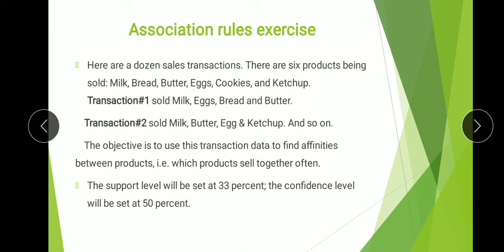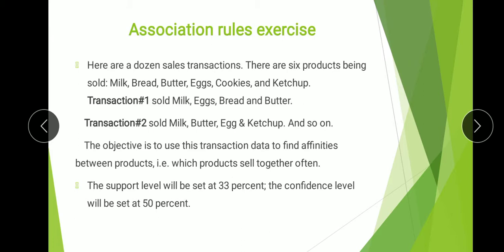Those products are milk, bread, butter, eggs, cookies and ketchup. In transaction 1, milk, eggs, bread and butter are sold together, and in transaction 2, milk, butter, egg and ketchup are sold together, and so on.